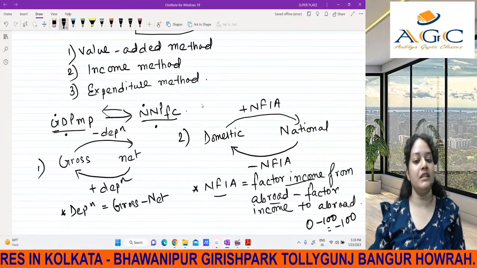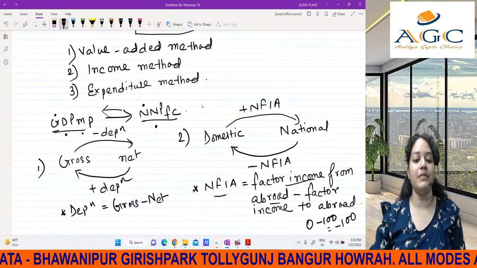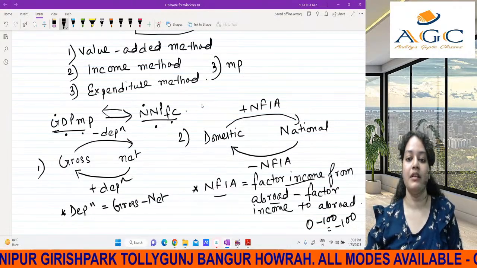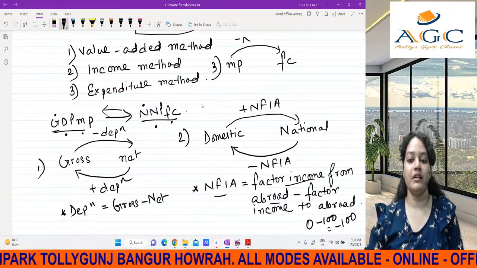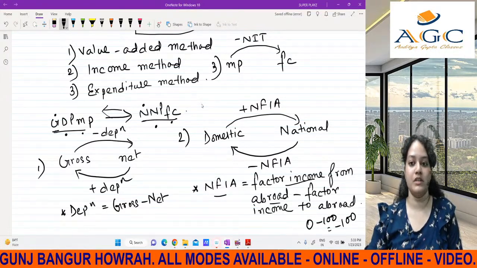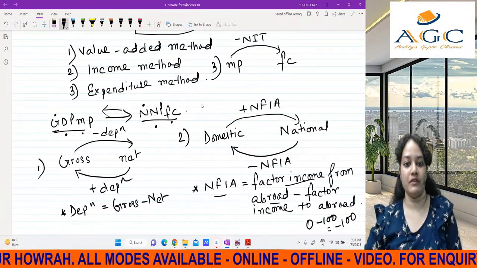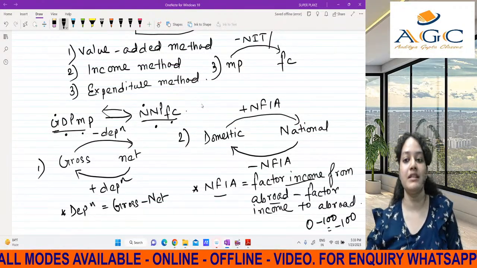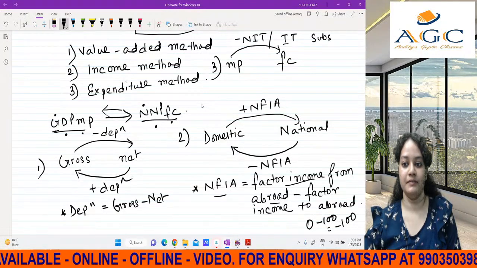Okay, so from your domestic to your national, both the products remain the same. Then comes your MP to FC. If we are given MP and we have to take it to FC, then we have to deduct our net indirect tax, NIT as in net indirect tax. If you want, just write down the full forms, because in your paper, NIT won't be given, the full words net indirect tax would be given. And if net indirect tax is not given, the things that are given are IT as in indirect tax and subsidy.